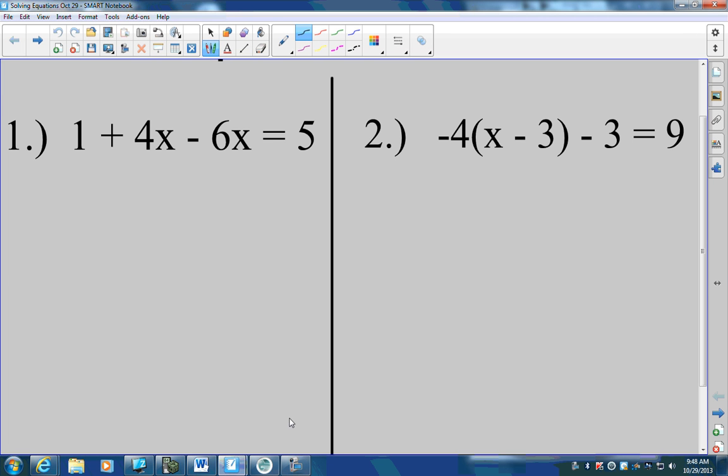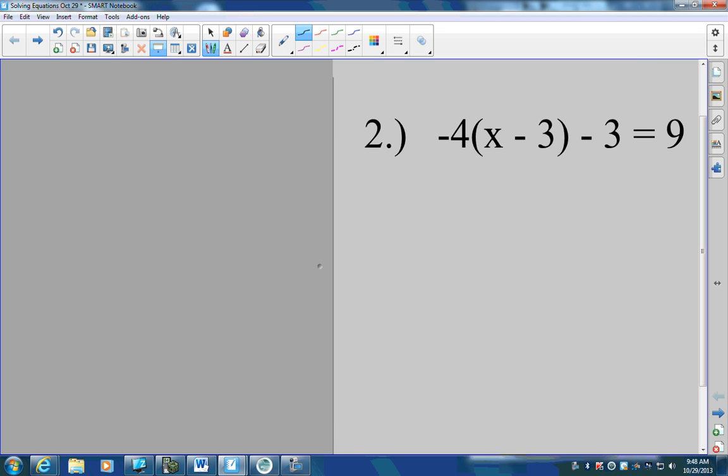Okay, here are two. We just did this one over here. Let's see. Here's one right there, number 2 on the right-hand side. It says negative 4 parentheses, x minus 3, and then minus 3 equals 9. Solve this one and check it, please.